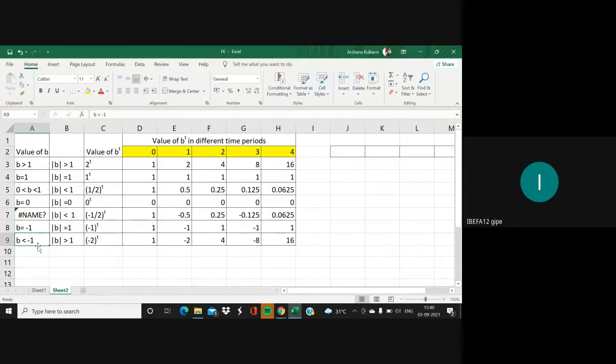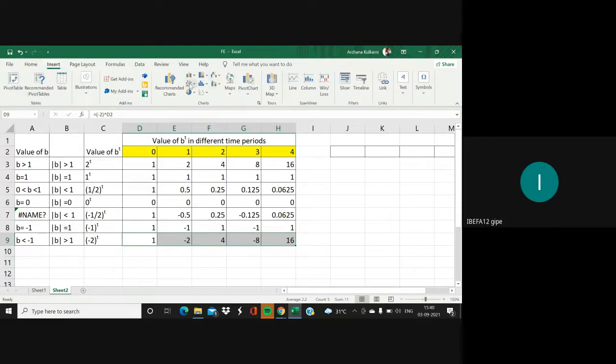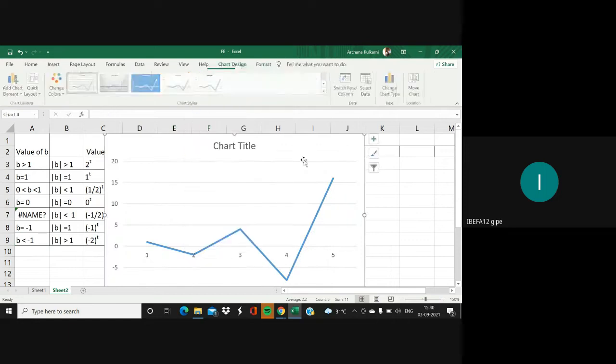Now for this last one, b is less than -1. So here again it is negative, so what we are expecting is oscillations or fluctuations. And since the absolute value of b is greater than 1, we are expecting that this series will be divergent. So let's see what happens here. Here we are assuming that b is equal to -2. So here you can see that divergence. That's clear from the graph.